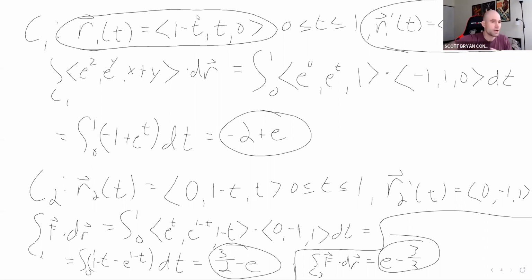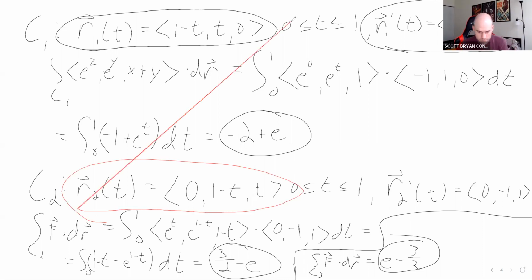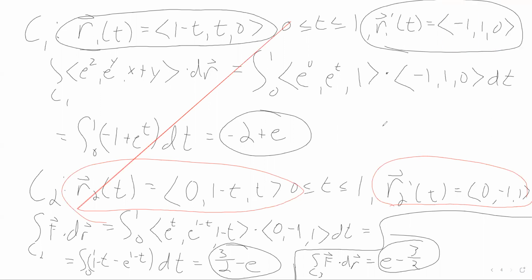So when we do C2, we use a different parameterization. We forget about what happened in C1. And this is what we're using now, R2: 0, 1 minus t, t. And then when we take the derivative, R2 prime, we get 0, -1, 1. Does that answer your question? Yeah, thank you.